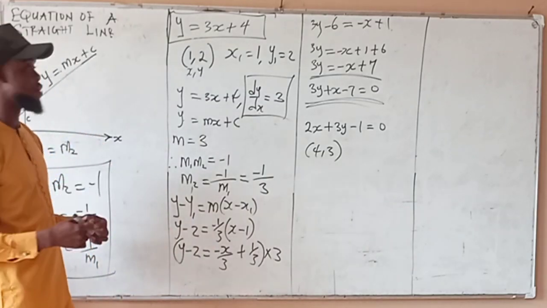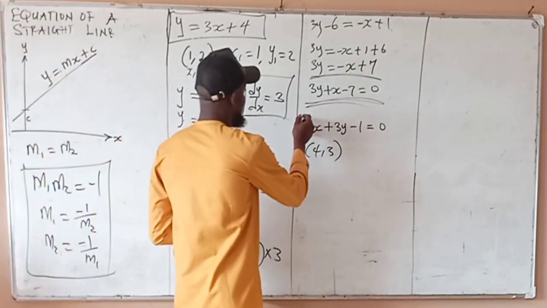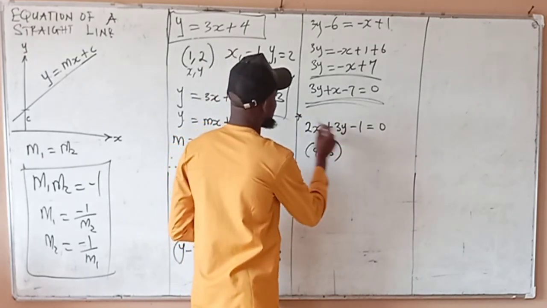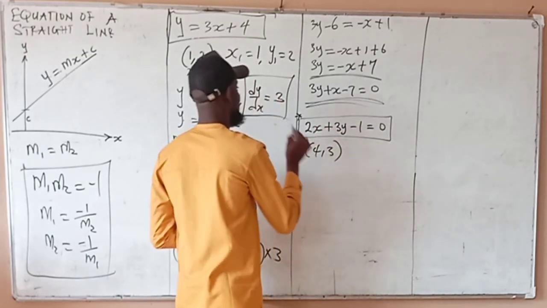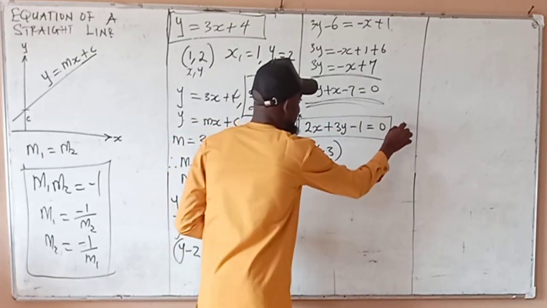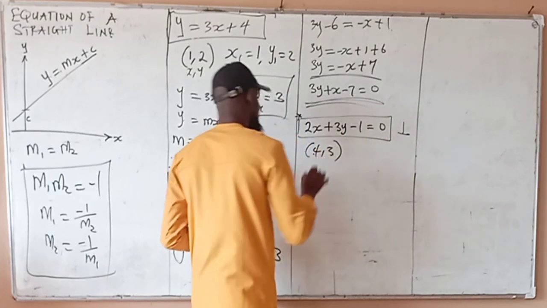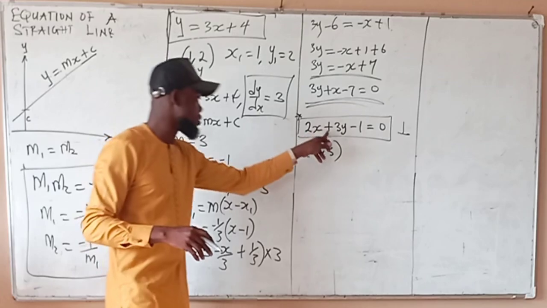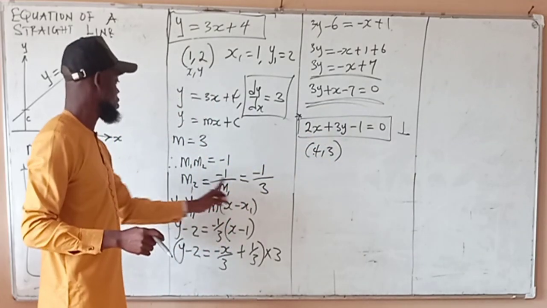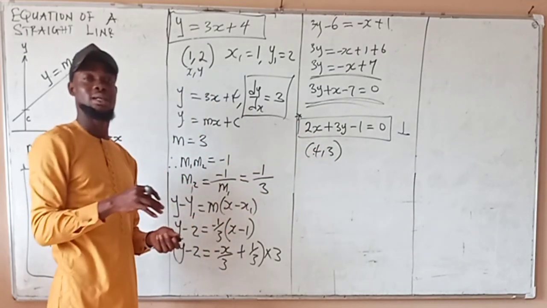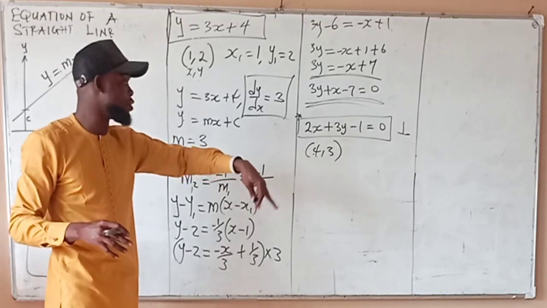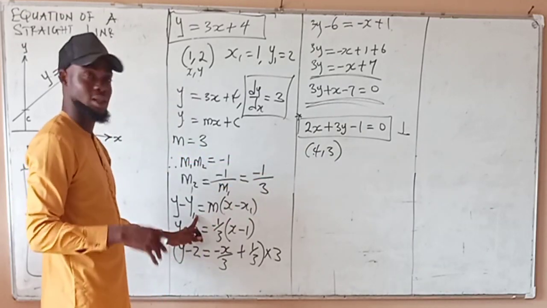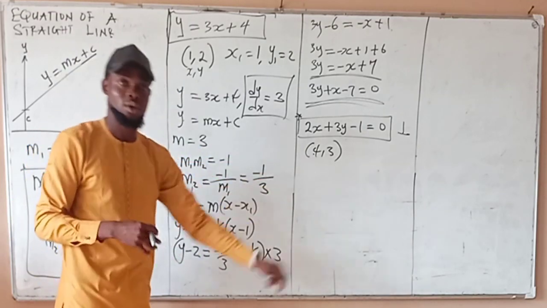Now we have to find the equation of the straight line that is perpendicular to this particular line and passes through this point. So that's what I'm going to do. Remember the steps. First you get the gradient of this line, then use this relation to get the gradient of the second line we're looking for. Then use this relation to get the equation of that line.